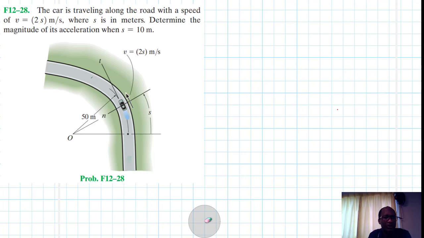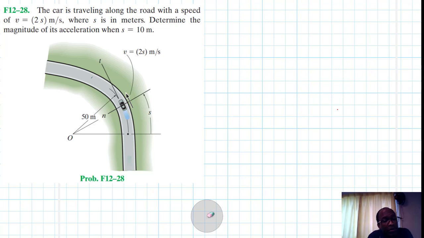The problem reads: the car is traveling along the road with a speed of v equal to 2s, in units of meters per second, where s is in meters. Determine the magnitude of its acceleration when s is equal to 10 meters.